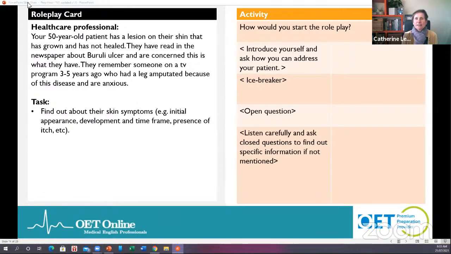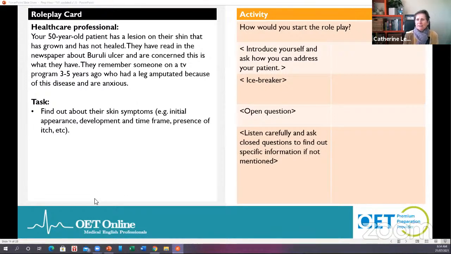Okay, so the next thing we're going to think about is how we're going to start the role play. Maybe you've got a favorite way that you use to introduce yourself. It's always good to say what your role is. I'm the nurse on duty today. I'm one of the nurses working here in this clinic. And use your name.